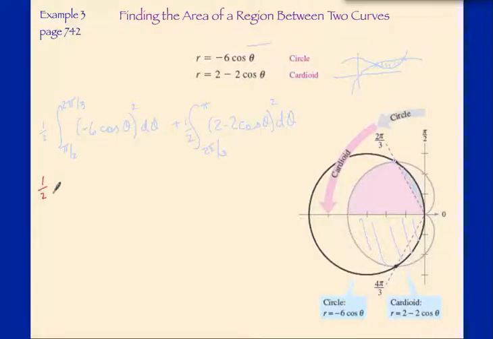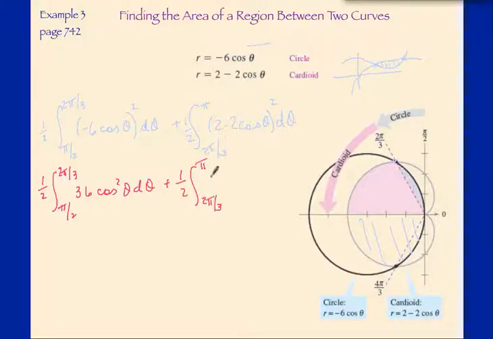We're going to have 1/2, and the endpoints of integration, pi over 2 to 2 pi over 3. I'm just going to write this now as 36 cosine squared theta d theta. And then over here, we've got 1/2, 2 pi over 3 to pi. If I FOIL this out, it's going to be 4 minus 8 cosine theta plus 4 cosine squared theta, all of that d theta. Now, as I put the 36 on the outside, this is going to be 18 times the integral of cosine squared theta.